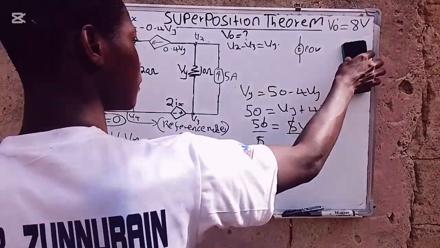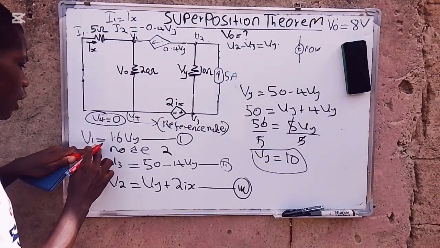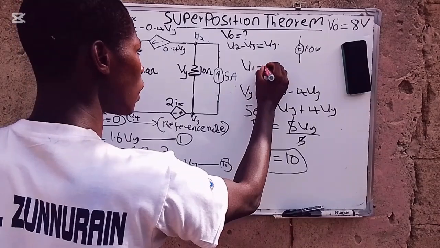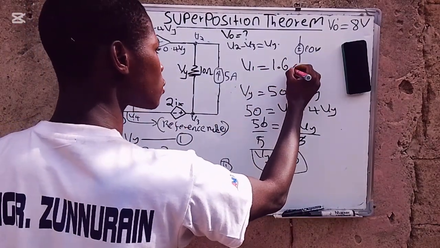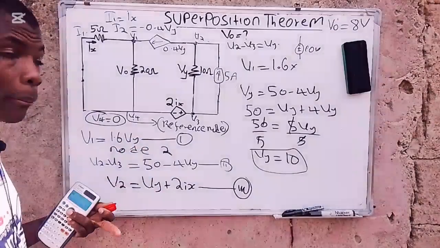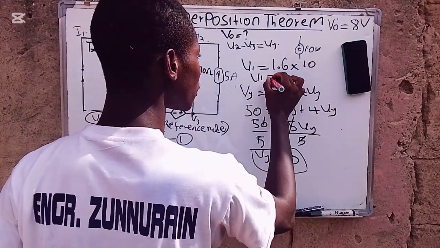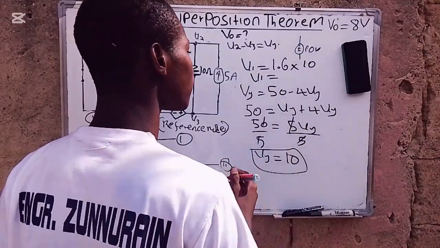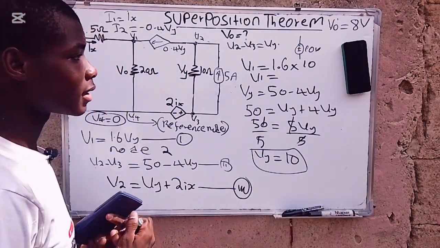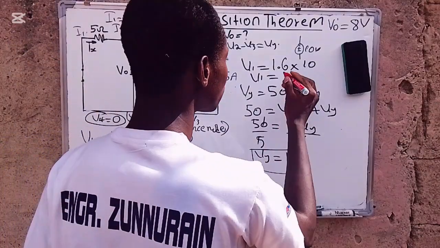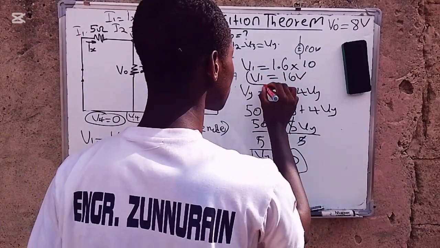So let me just take a look at this equation 1. V1 is the same thing as 1.6 multiplied by Vy, because I'm looking for V1. So therefore, V1 should now be equal to 1.6 multiplied by 10. I think it will give me 16. So therefore, this should now be 16 volts.